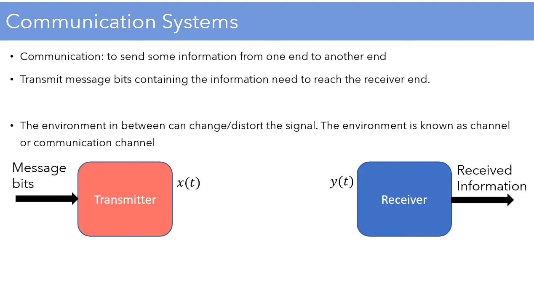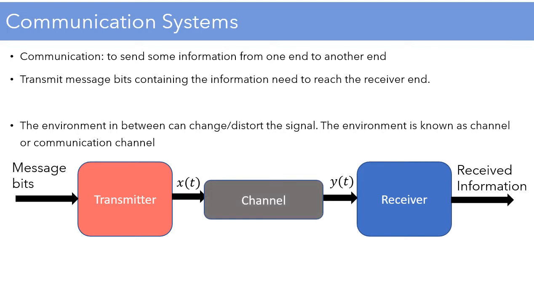So the environment in between changes x(t) to a distorted version, which is y(t). We can represent this by another block, and we represent this as a channel.